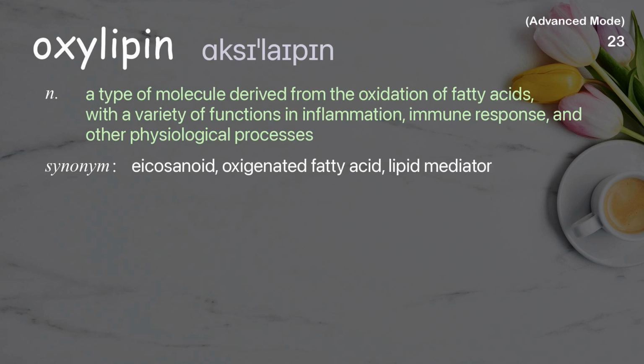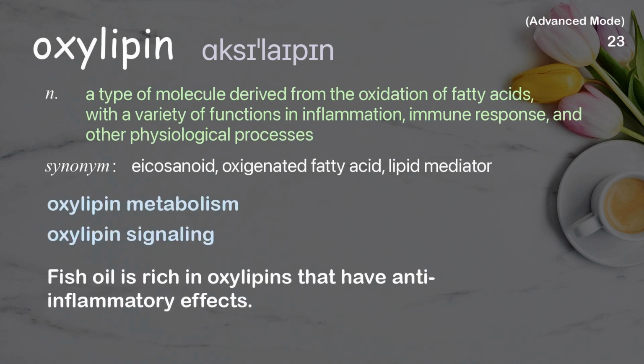Oxylipin. A type of molecule derived from the oxidation of fatty acids, with a variety of functions in inflammation, immune response, and other physiological processes. Examples: oxylipin metabolism, oxylipin signaling. Fish oil is rich in oxylipins that have anti-inflammatory effects.